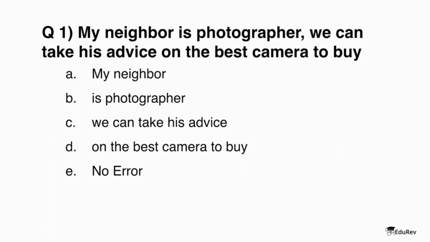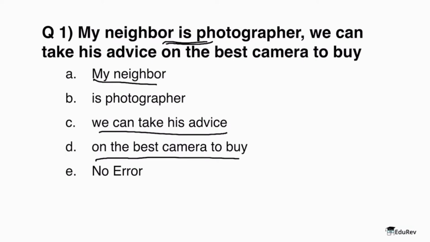I hope all of you have paused this video by now and got the answer already. And those who have got the answer, check it with me. And those who haven't, let's try to do it together. So here we have mentioned that my neighbor is photographer. See, now the problem is that this part seems incomplete. But let's read the entire sentence. So my neighbor is photographer and we can take his advice on the best camera to buy. So we can take his advice seems normal, seems perfect. On the best camera to buy, there is no error in this part as well. My neighbor, no problem here either.